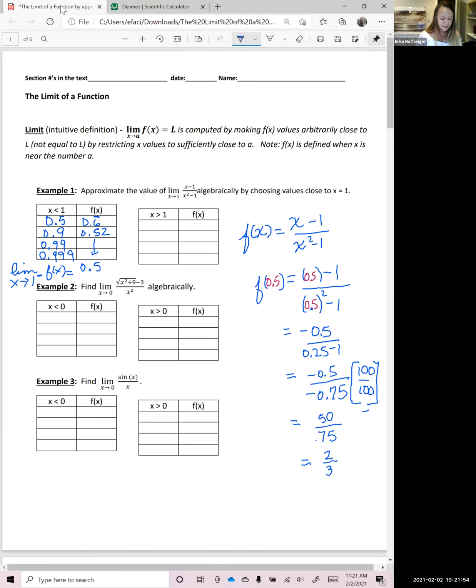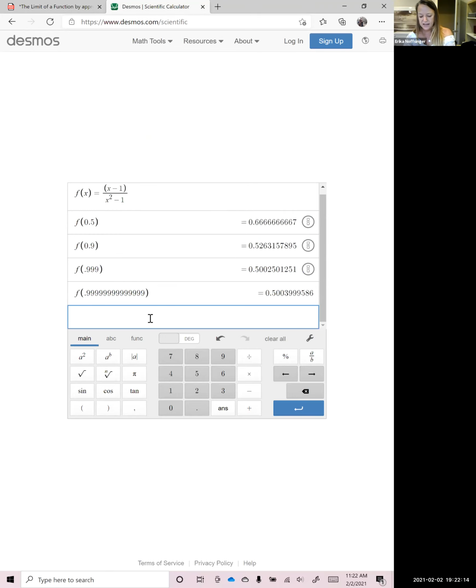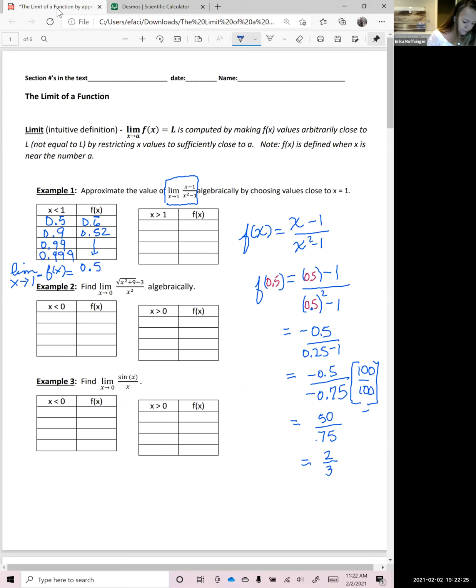So I want to do the same exact thing. I want to go back in, but now I want to choose values of x to the right of 1, so bigger than 1. I already have that function defined in Desmos, so I can just go in and look at f of 1.5. So I get 0.4 there.